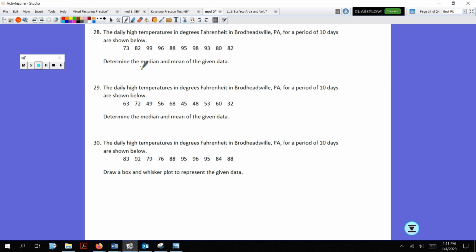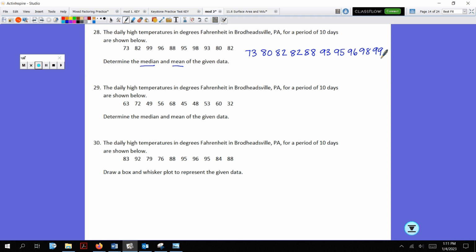Remember, median is the middle, mean is the average. The first thing you do when you're given a set of data is to rewrite them in numeric order, from least to greatest. So 73, 80, 82, 82, 88, 93, 95, 96, 98, and 99. Always do a quick check to count your numbers and make sure that they are. I usually slash them out, but I'm trying to save time.